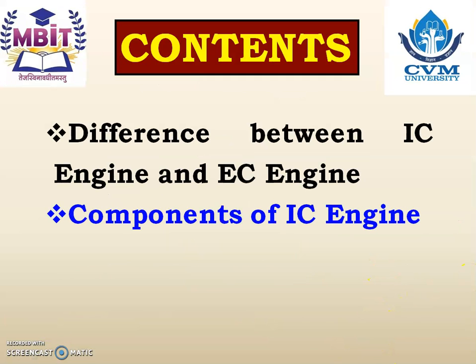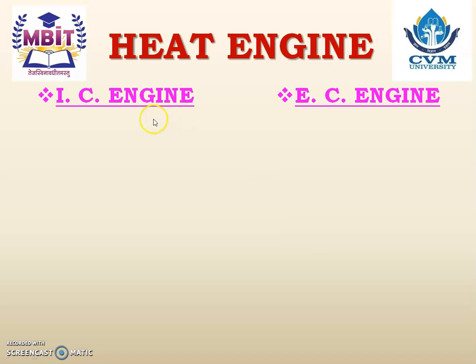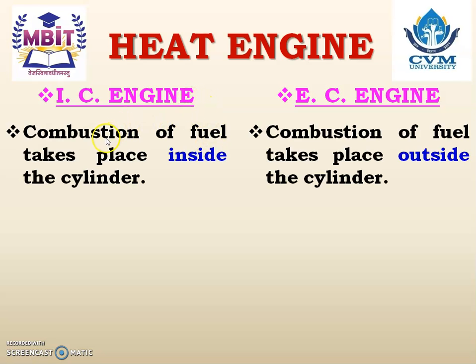The topics included in today's lecture are the difference between IC engine and EC engine, and components of IC engine. IC engine and EC engine. So there are two types of heat engine, IC engine and EC engine. If the combustion of fuel takes place inside the cylinder, then it is known as the IC engine, that is the internal combustion engine. And if the combustion of fuel takes place outside the cylinder, then it is known as the EC engine, that is the external combustion engine.